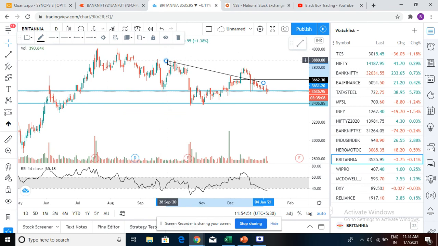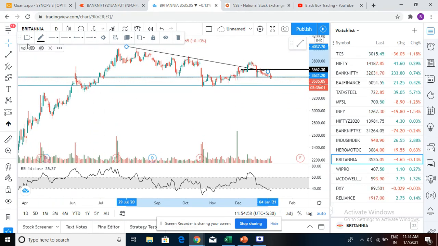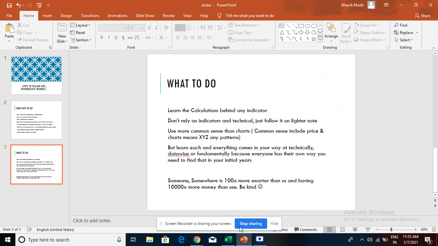See, someone bought here and it fell again. You have to take the trend in a broader way if you are trading it. I hope you got my point. I'm not very good at explanation, but I hope you got my point that charts, indicators, technical analysis, price action, data, fundamental analysis, volumes, everything matters. But more than that, common sense matters the most. Every time you have to keep in mind that there is someone somewhere smarter than us. Okay, thank you.